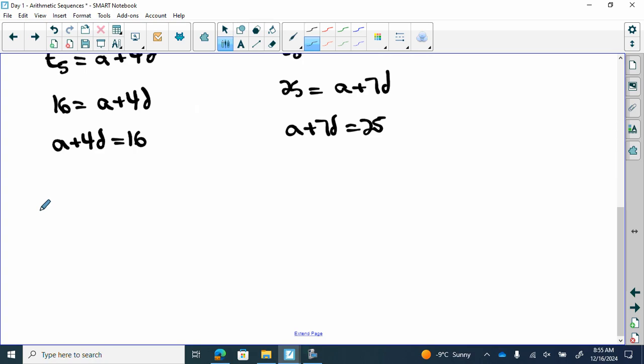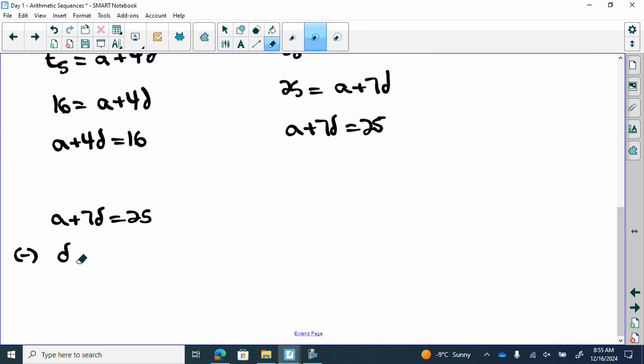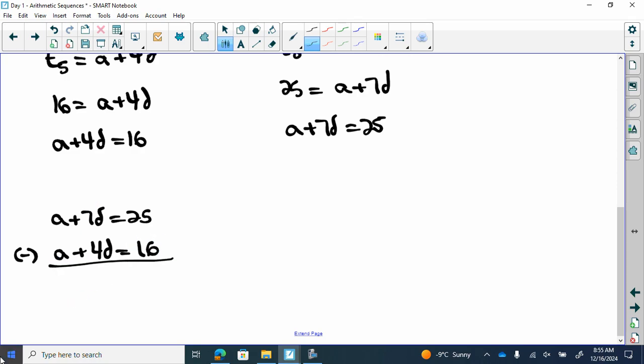I'm going to take equation 2, A plus 7D equals 25, and I'm going to subtract equation 1. It wouldn't matter what order I put these in either. I could do equation 1 minus equation 2. Why did I go this way? Because I end up with positives. That's right. But if you subtract, if you go A minus A, what's 1A minus 1A? 0A, that's right. That's why it's called the elimination method.